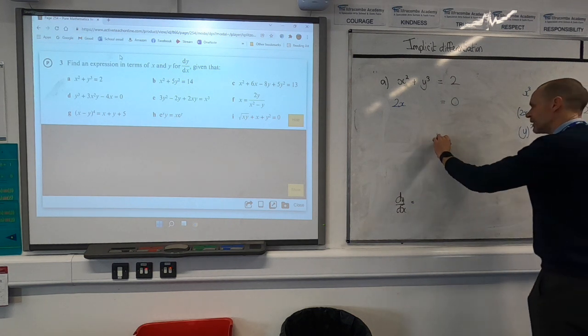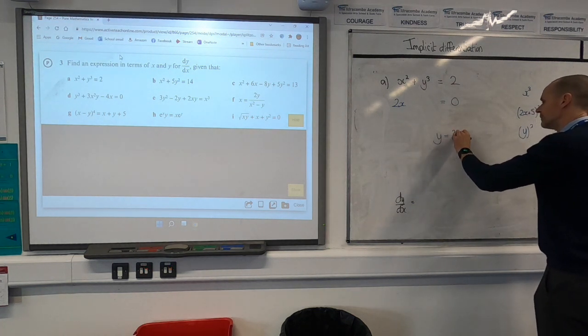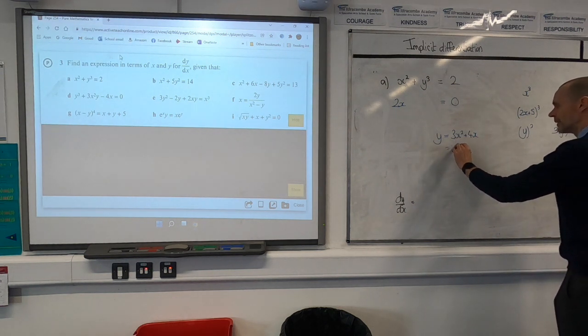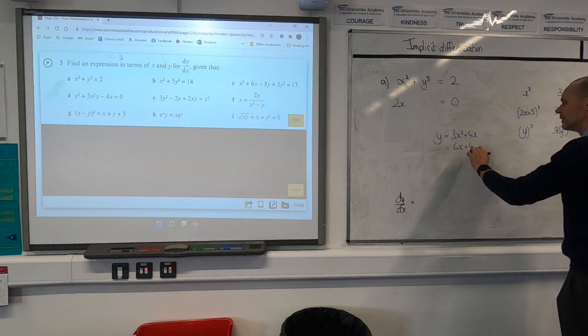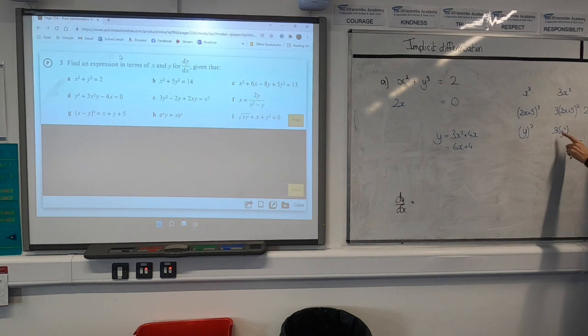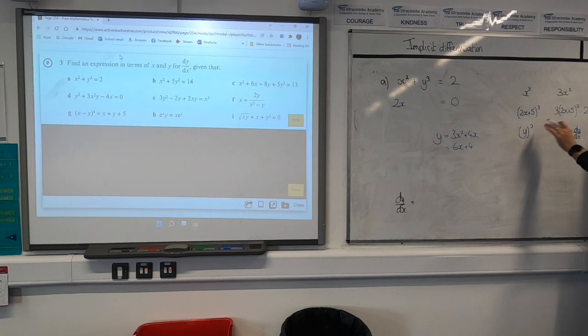So let me take you back to an explicit function. When I differentiate this, that becomes 6x, that becomes 4. What do I write here? What does y become when we differentiate? dy by dx. So when I differentiate this, multiply by the power, reduce the power by 1, multiply by what you get when you differentiate y, which is dy by dx.